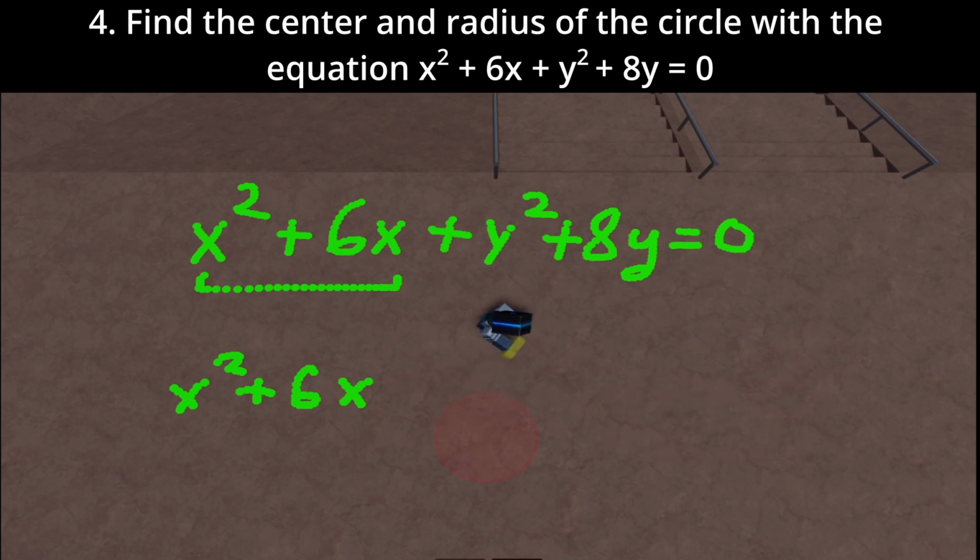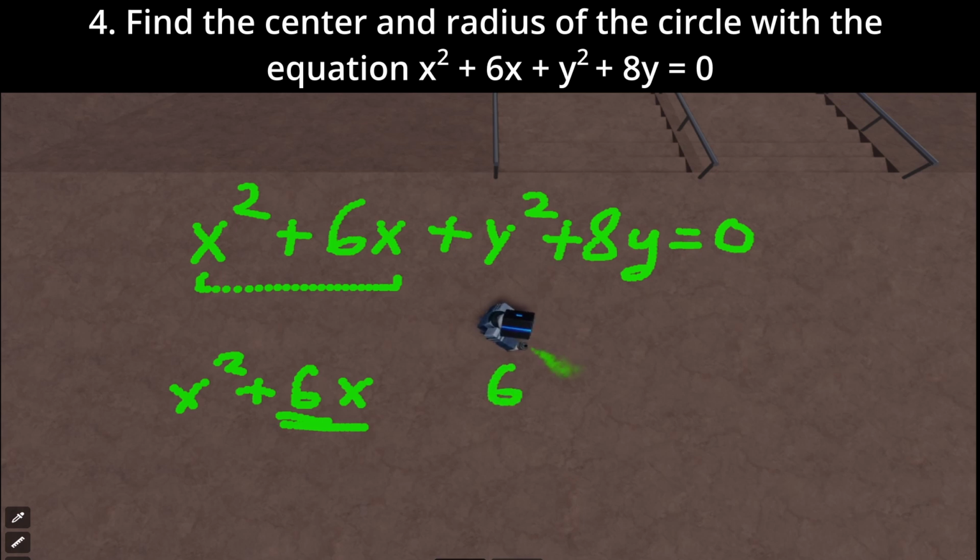To complete the square, it's a very simple 2-step process. You take your number on the x term, or when we're dealing with the y terms, we're just going to do the y term only. So you take your x term, and then you take the coefficient on it, that's the 6 here, and you divide it by 2.